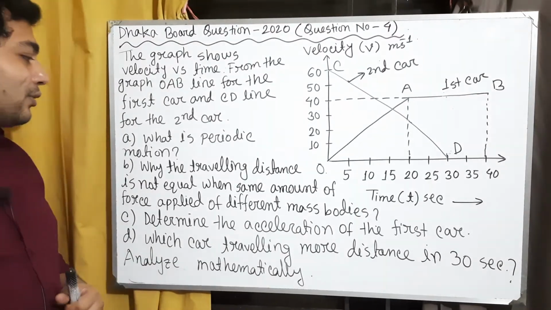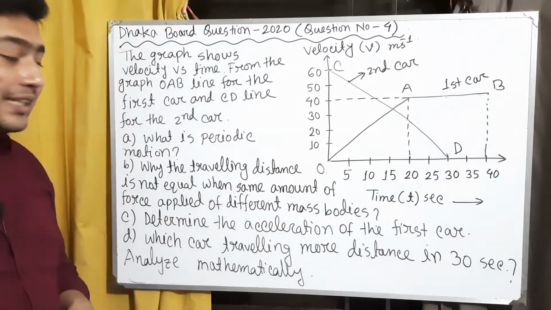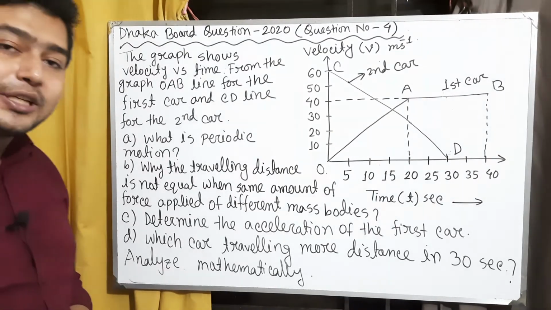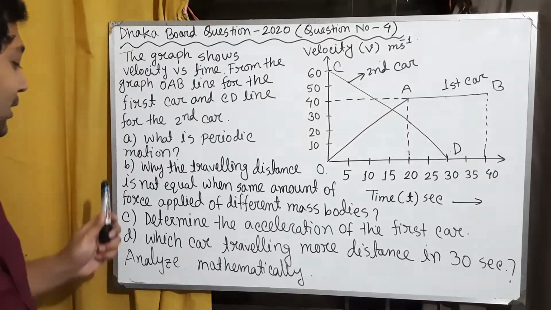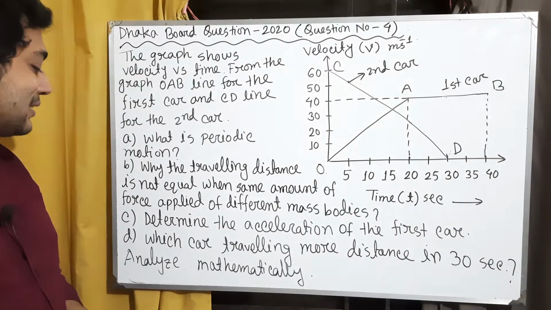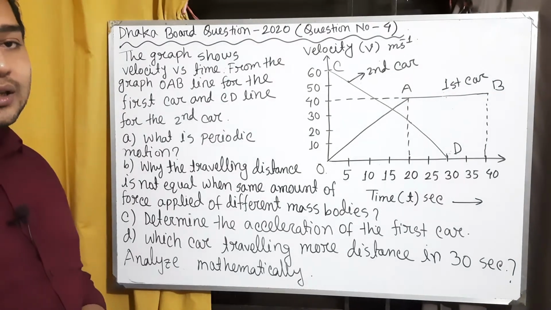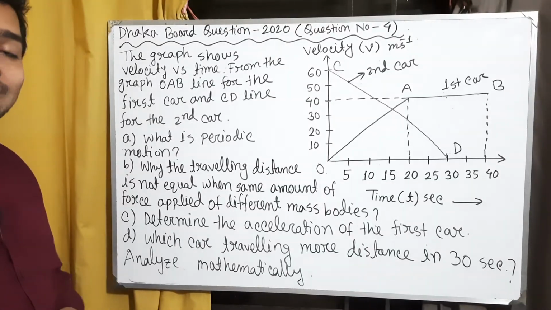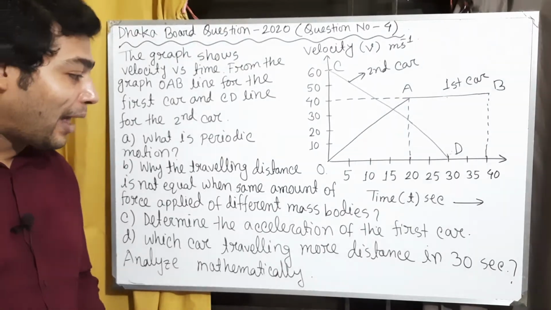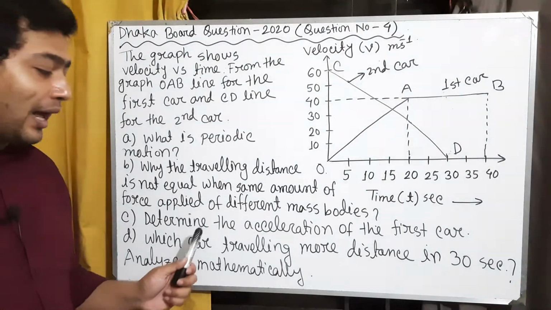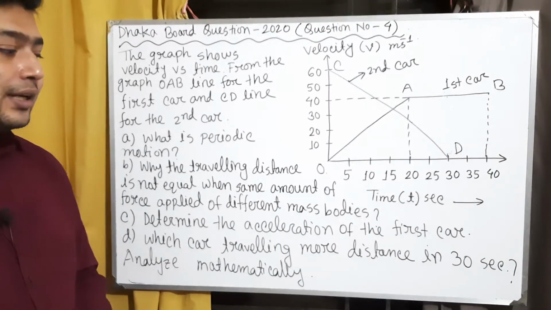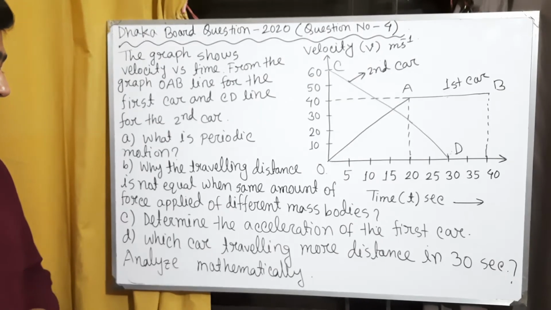Question number A: what is periodic motion? Question number B: why is the traveling distance not equal when the same amount of force is applied to bodies of different mass? This is our comprehension based question.